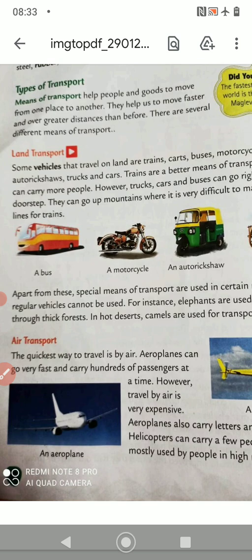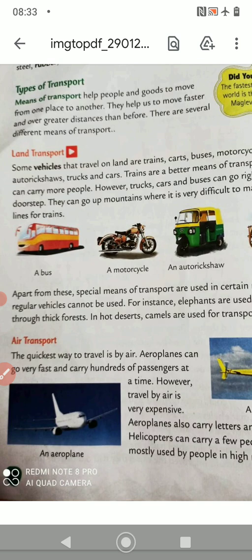So now we'll move ahead to types of transport. We all know that there are different means of transport. Some transport run on land, some on water, and some on air. Why do we need land transport? So that we can move from one place to another quickly, and we can travel long distances in a short time. So let's move ahead.